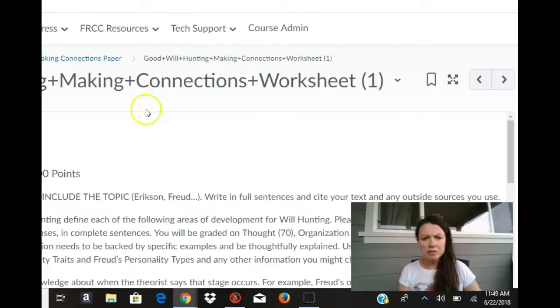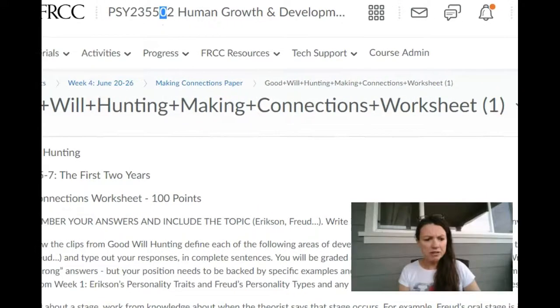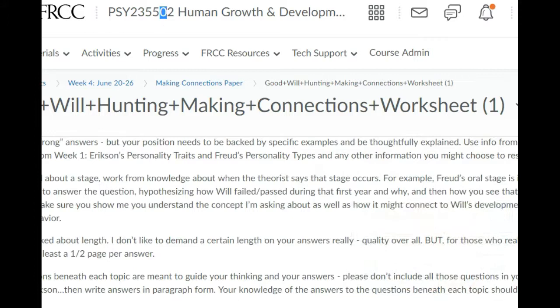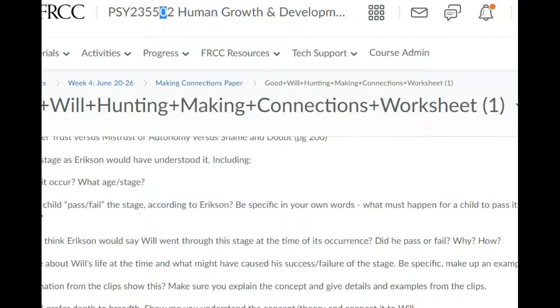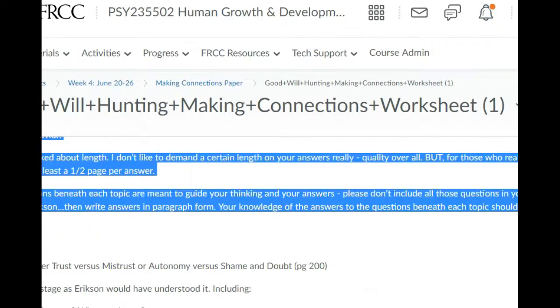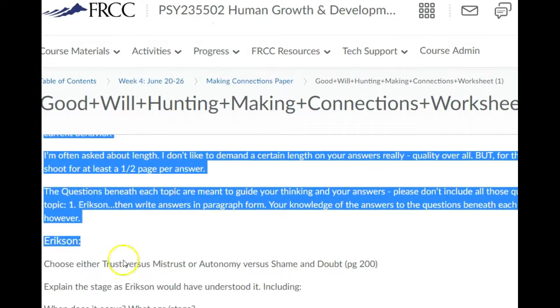I should have done this before, but I'm sorry. When you're looking at the Good Will Hunting worksheet, and I had to move it. And it asks you, for example, sorry, this isn't moving well. I'm going to take myself out here. Um, and it asks you like to choose one of Erickson's. For some reason, I can't figure out how to expand my screen here. Sorry. Um, one of Erickson's first two stages.